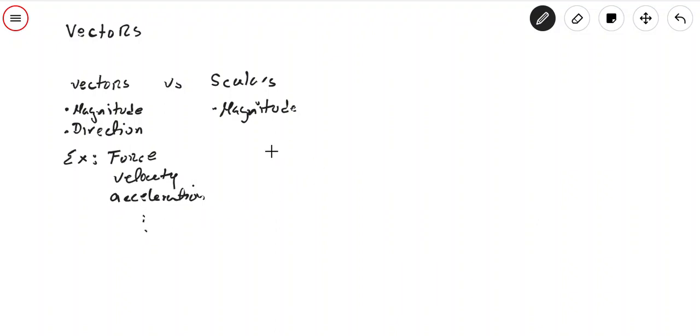When we're talking about scalars, we're talking, for example, about mass. We're talking about speed and others. So we have to see the difference between the vector and scalar. So when we say the mass of an object is 50 kilograms, this is a scalar because this mass has no direction. It's just the mass, it's a magnitude.